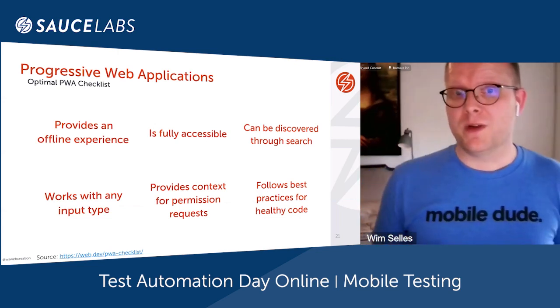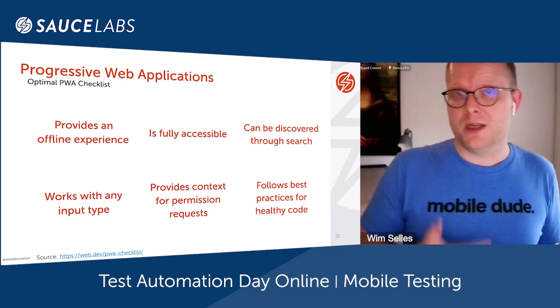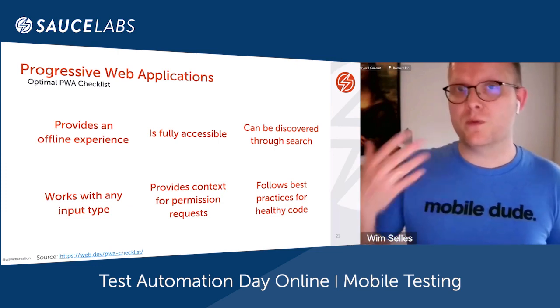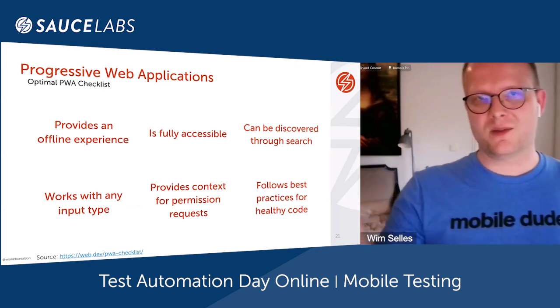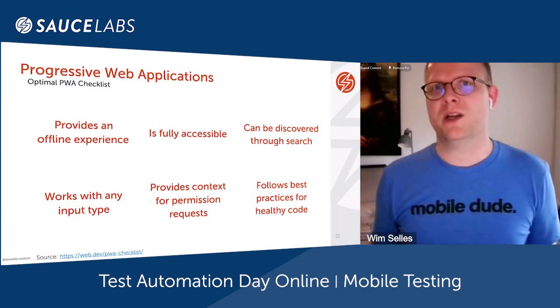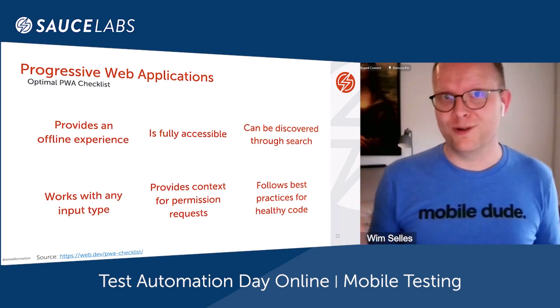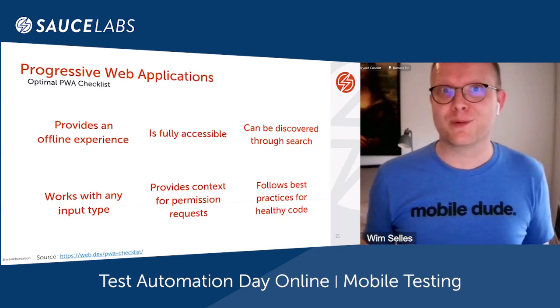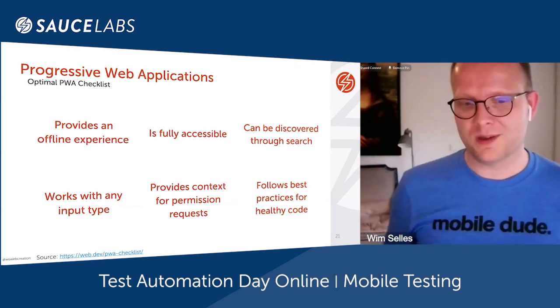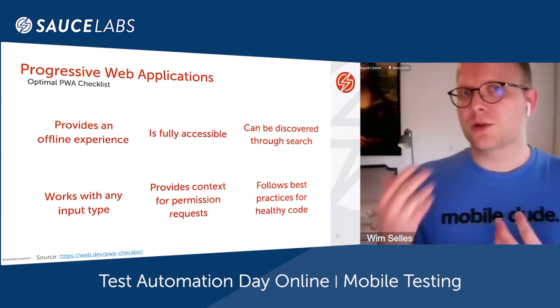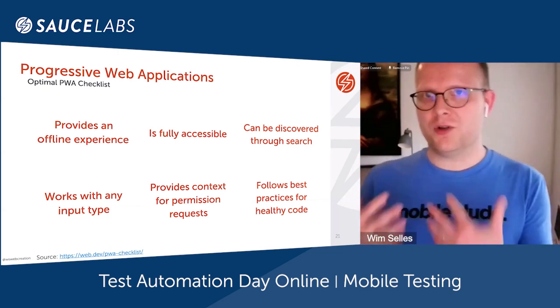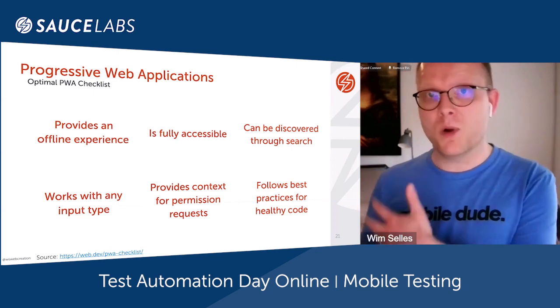It also needs to provide some context for permission requests. If you need to access the camera, you need to provide that, also something that you need to verify. And this last point from their checklist, follow best practices for healthy code. Hopefully we do that with everything we build, not only with PWAs, but this was what Google was saying. But there's something extra.